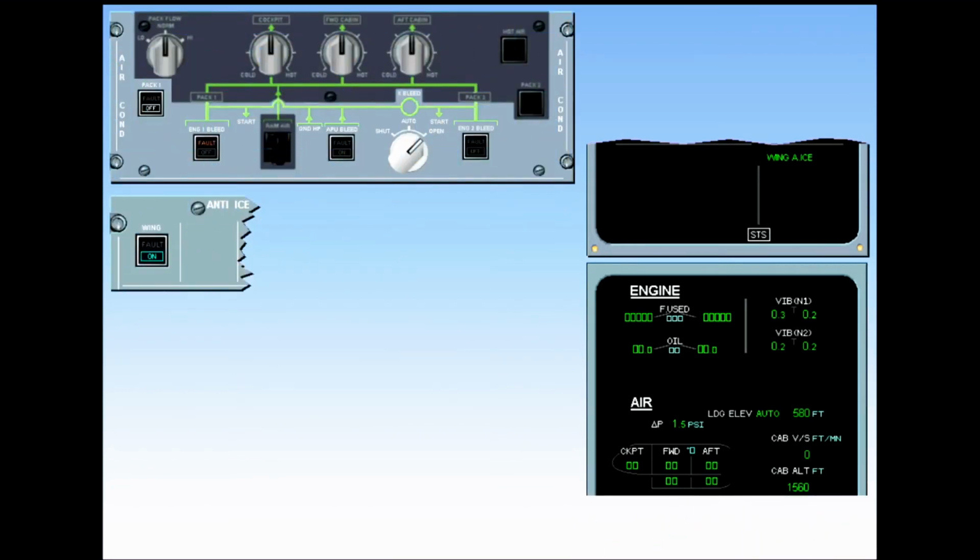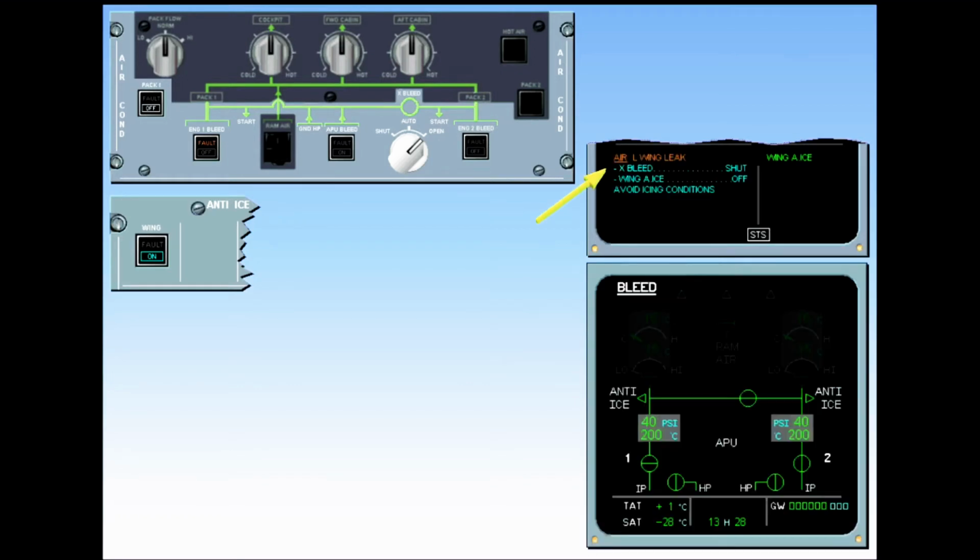We will continue by adding another failure to your previous configuration. This will be a left wing leak. On the engine warning display, read the title of the failure. On the system display, the ECAM bleed page is automatically presented. On the air conditioning panel, the indications from the previous failure remain unchanged.